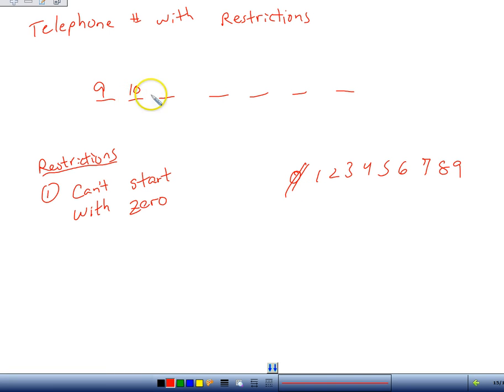So 10 options for the second, for the third, and the rest. So the answer is going to be 9 times 10 times 10 times 10, all the way. You multiply all these and you get 9 times 10 to the 6, or 9 million possibilities. And that is all.